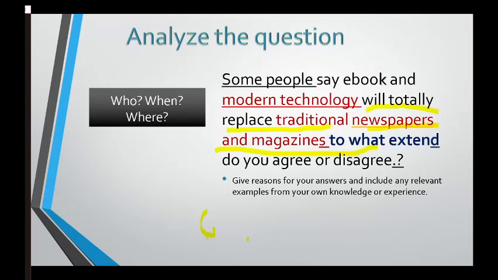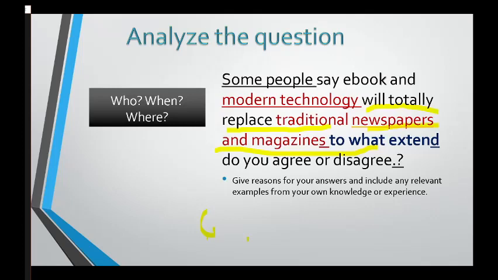Some people. Is that a lot of people? No. Is it most people? No. Is it several people? No. It's somewhere in between those. Say, e-books and modern technology. Now, modern technology is a pretty big thing. I think the original question would have been more specific.